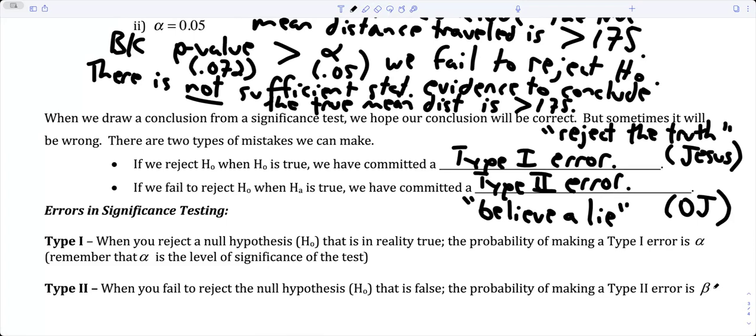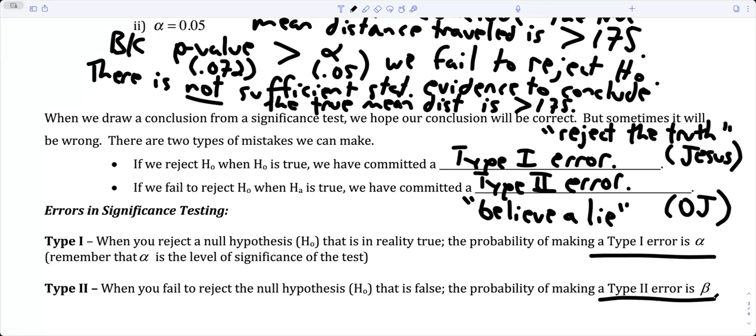So, type 1 error. When you reject a null hypothesis that is in reality true, the probability of making a type 1 error is alpha. This is the probability that we make a type 1 error. It's at alpha, whatever our significance level is set at. When you fail to reject a null hypothesis that is false, the probability of making a type 2 error is called beta. And we will talk about that a little later, okay?